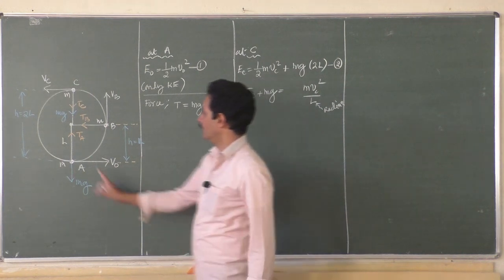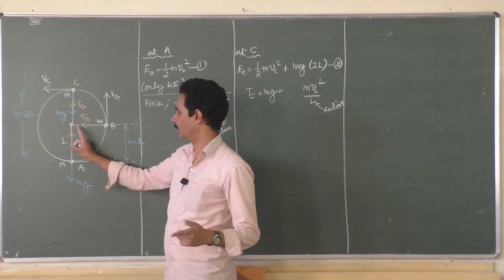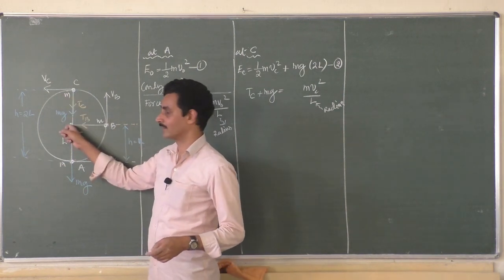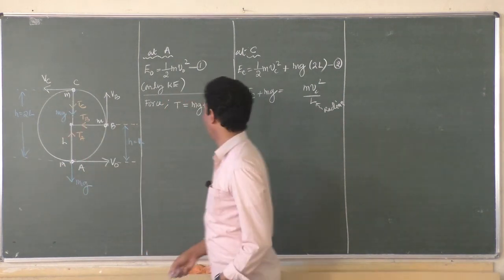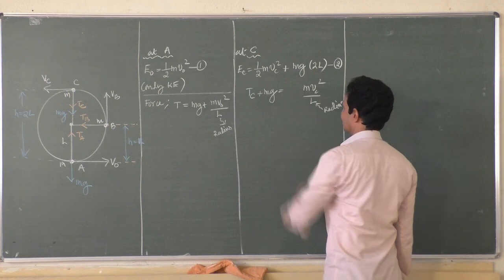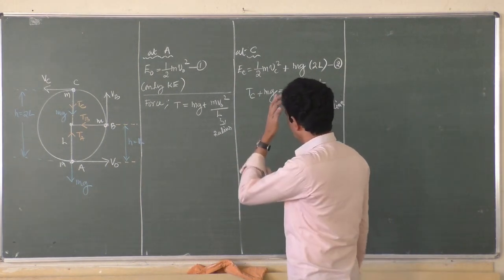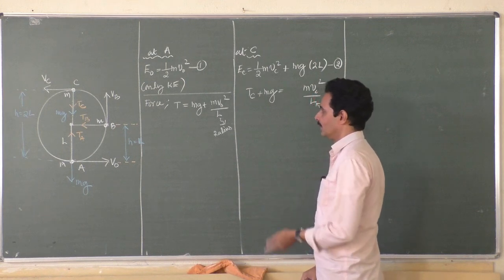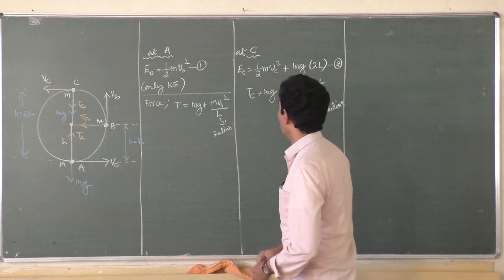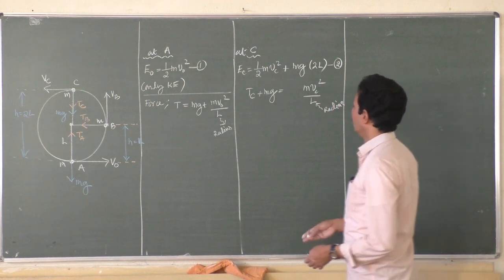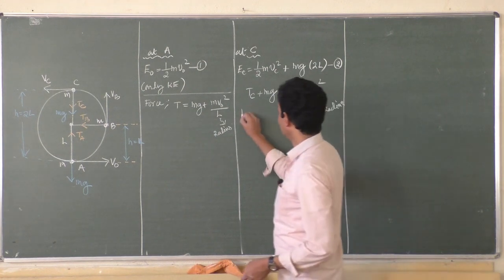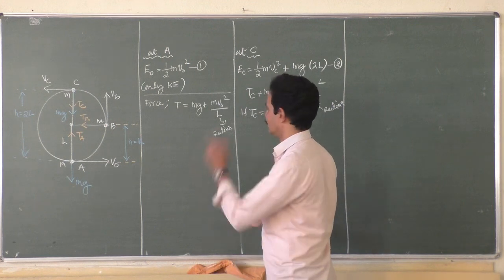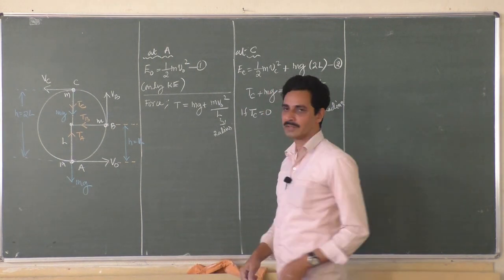Am I right? In this direction the centripetal force must come: tension minus mg is the centripetal force. Here the centripetal force must come in this direction, and it is tension plus mg. So T plus mg is the centripetal force, mv square by r. So this is at C, this is at A, that is the 0th position, in the sense at the 0th time.